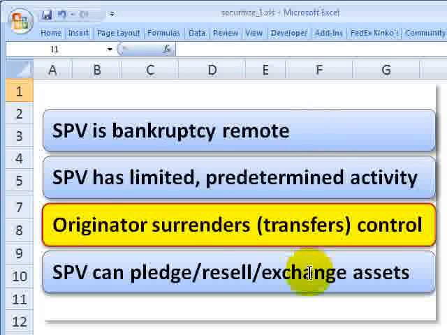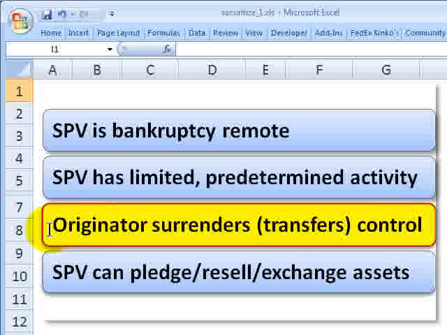So there are 4 key criteria, but you'll notice I've isolated on one. The first is that the special purpose entity is bankruptcy remote. So there's distance between the originator and the special purpose vehicle. The second is that the special purpose vehicle has limited activities that have been predetermined or require an approval of a majority of the interest holders.